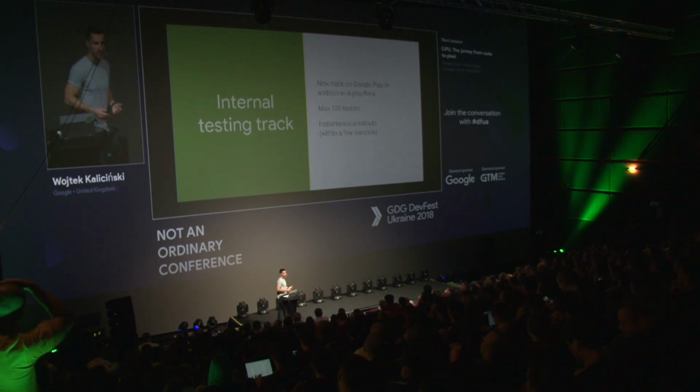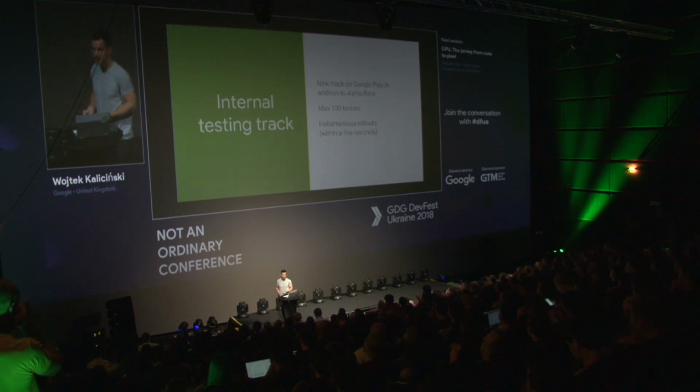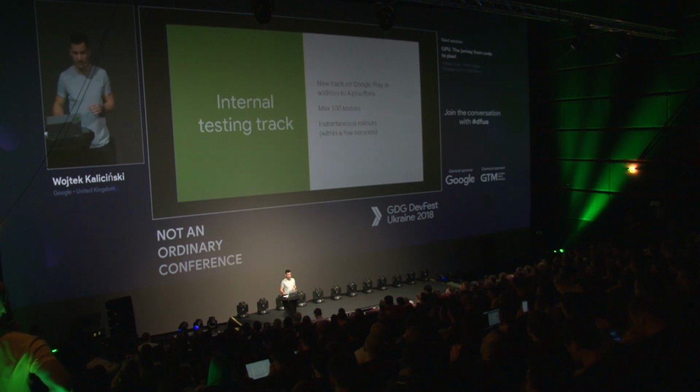That's why we introduced a new internal test track on Google Play. In addition to the alpha and beta channels, there's a new test track just for your developers. It can support up to 100 testers. And what's the difference from alpha and beta?